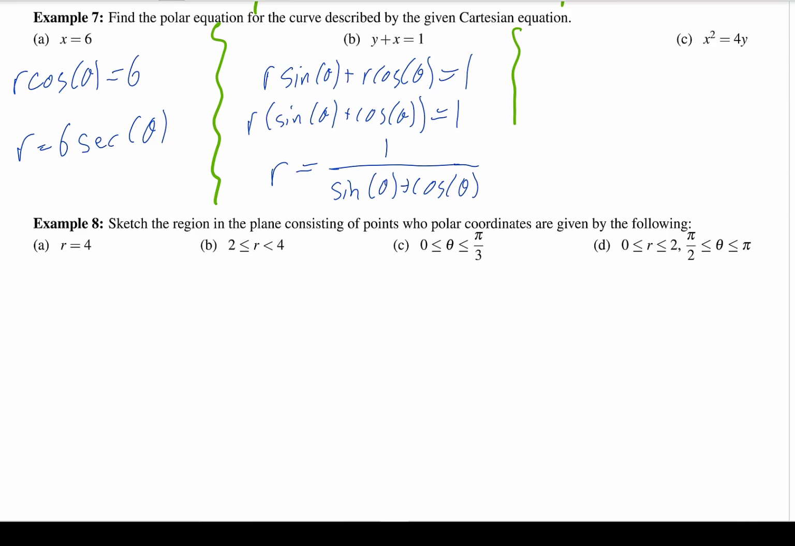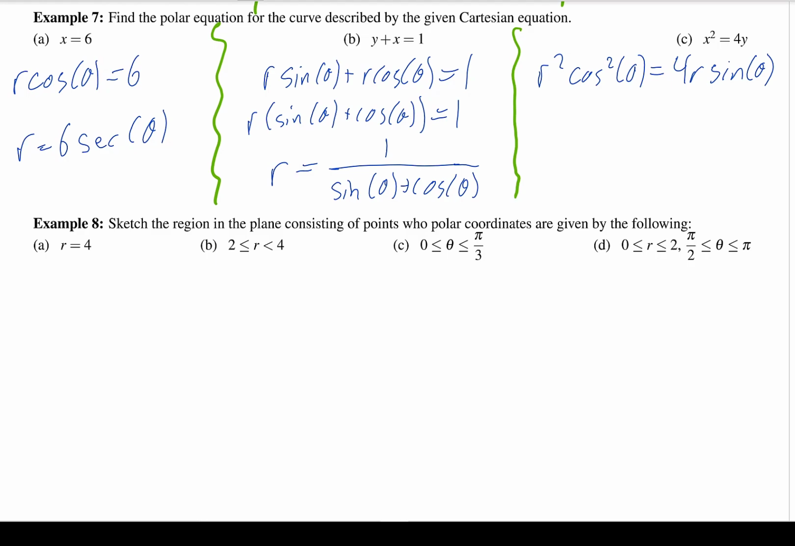Finally, we'll take a look at part C. So for part C, plugging in x equals r cosine theta, that would give me r squared cosine squared theta is equal to 4y. Well, y is equal to r sine theta, so this is going to be 4r sine theta. And so what I'll do here is I'm just going to leave this because we have to look at a lot of things that are going to be going on here.